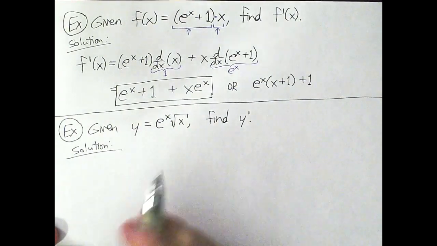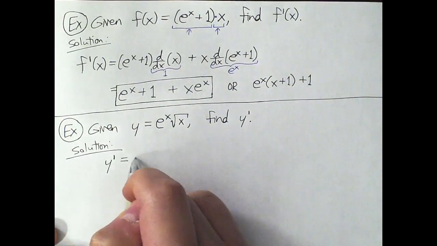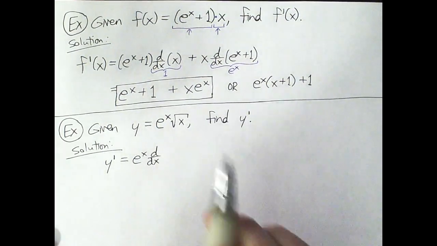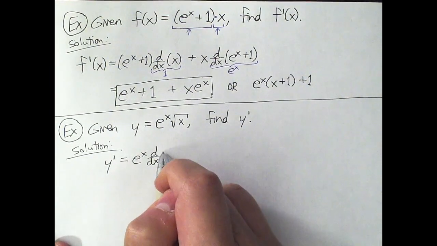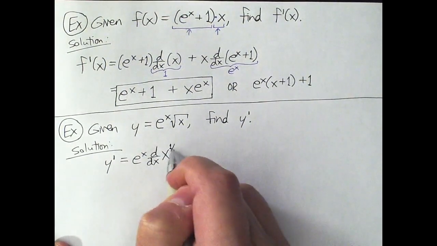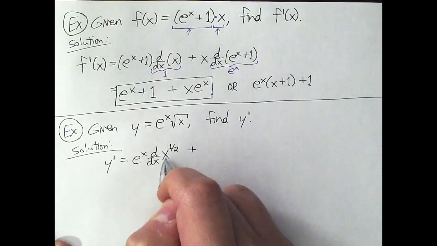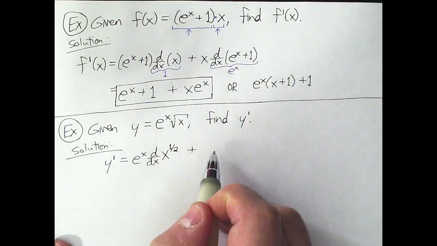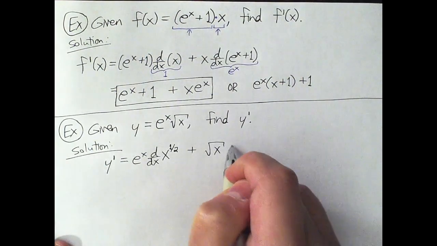So what we should get is that y prime is the first function times the derivative of the second one. What's the derivative of the square root of x? Well, a lot of times when I see the square root of x, I like to think of it as x to the 1/2. So let's just do that for the part where we're taking the derivative of it. I think that's going to help. Then I need the second function times the derivative of the first.